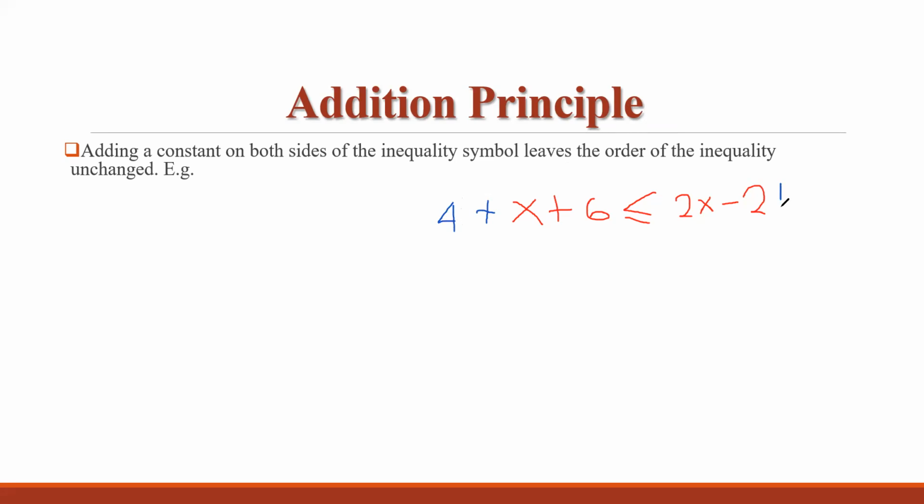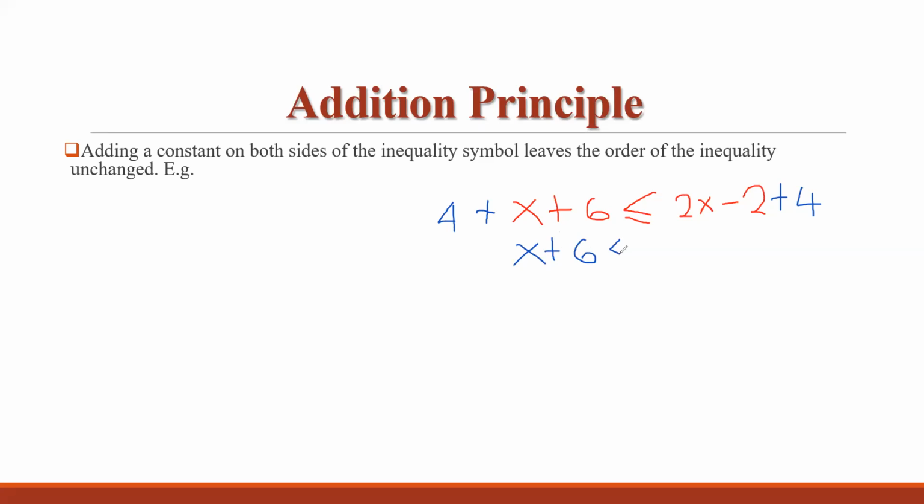Also on this side, I put 4. So this leaves the inequality unchanged. The inequality hasn't changed by adding these constants. Because this 4 is positive on this side, when it crosses the inequality sign and comes to this side, what is it going to become? It's going to become negative. So at the end, we shall get the inequality remaining the way it is.